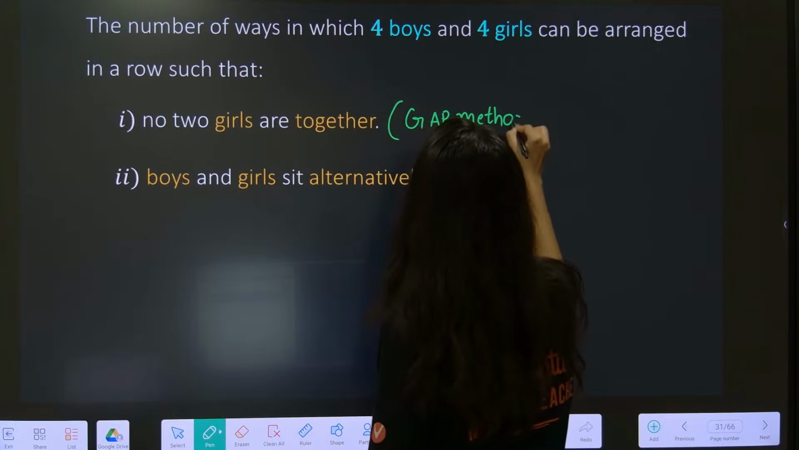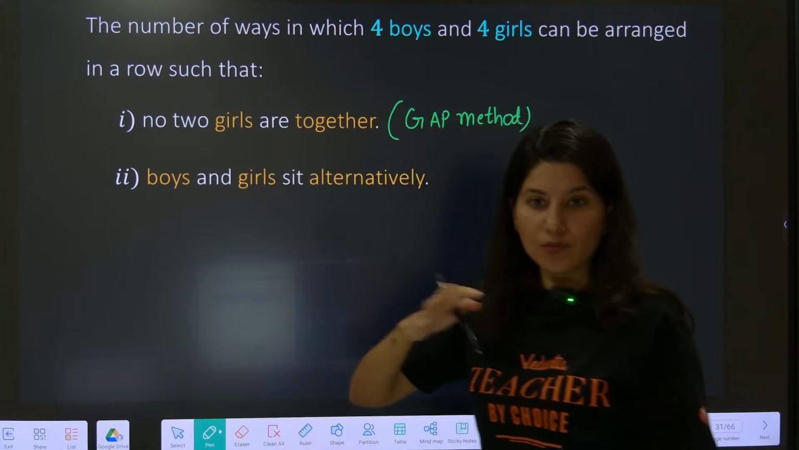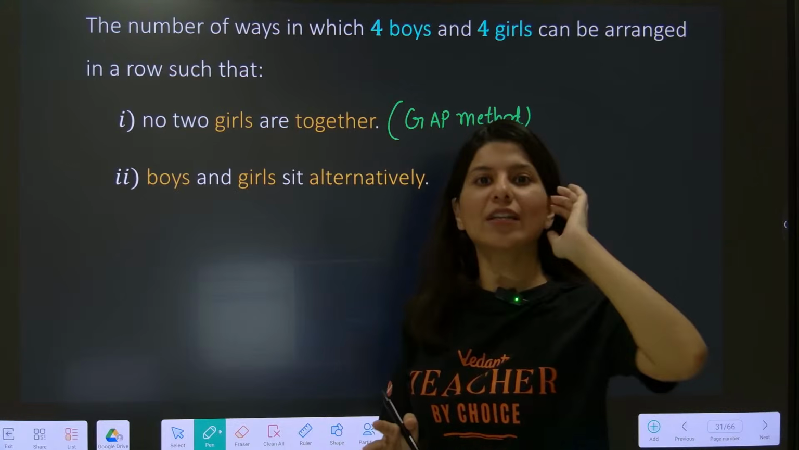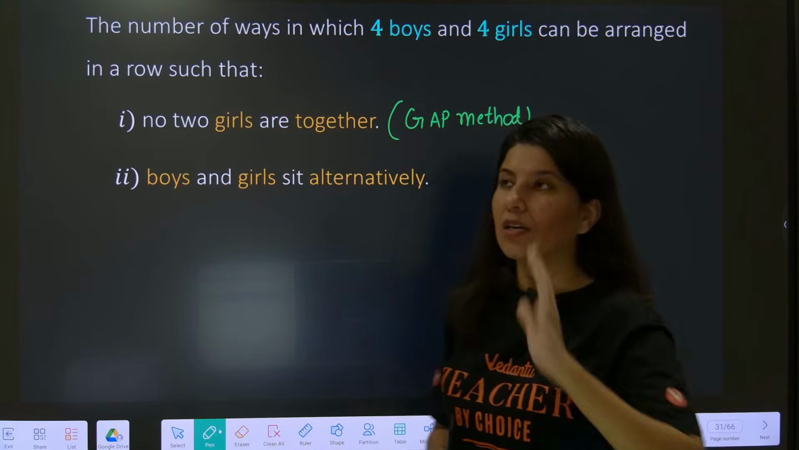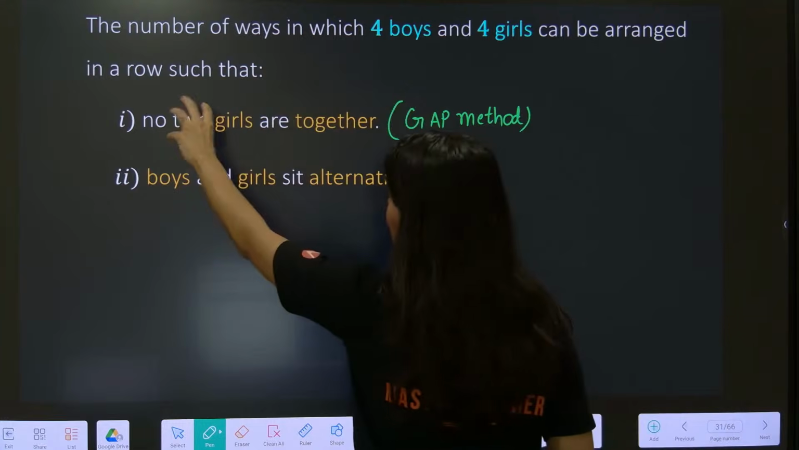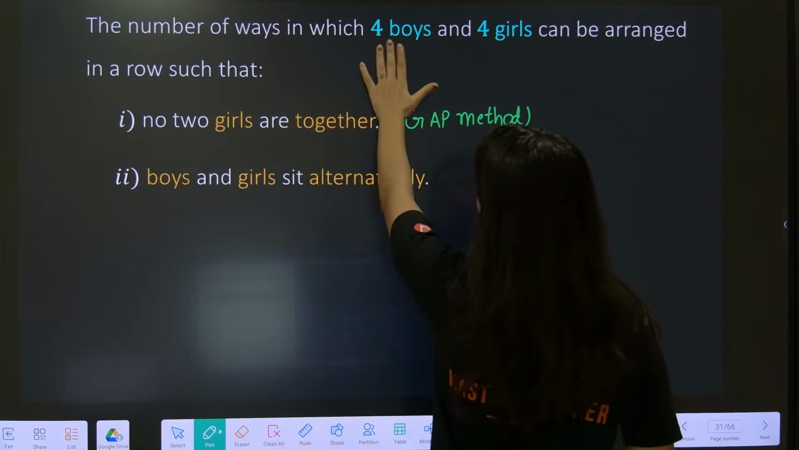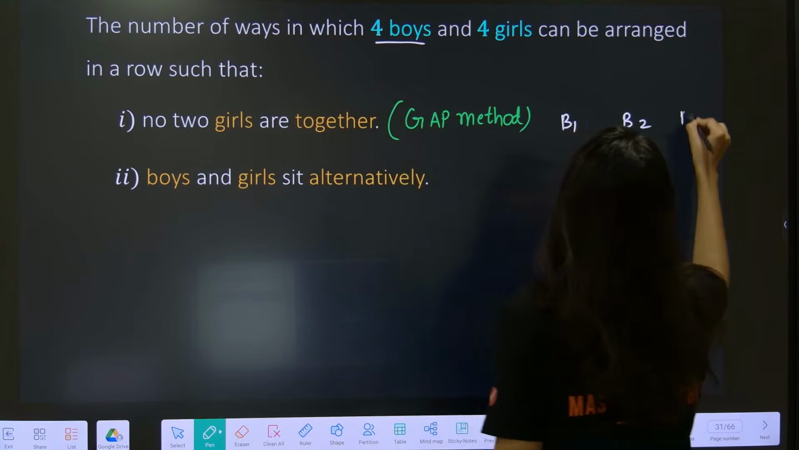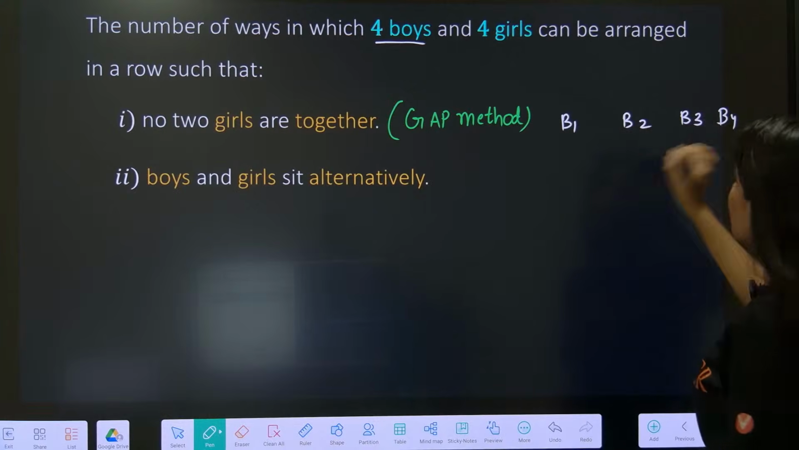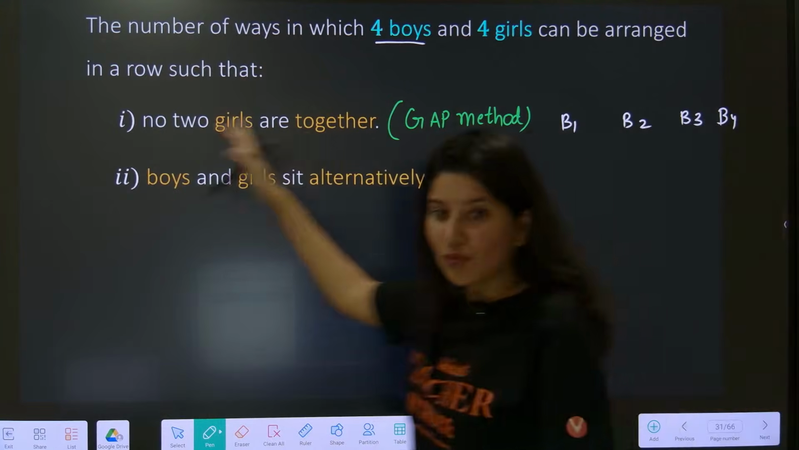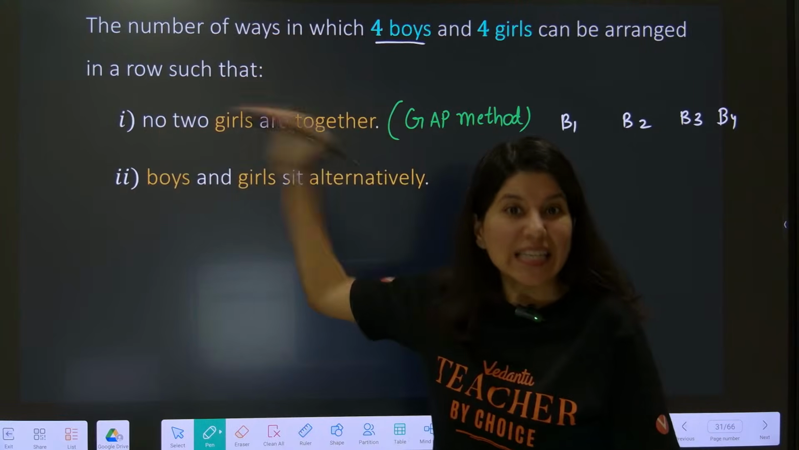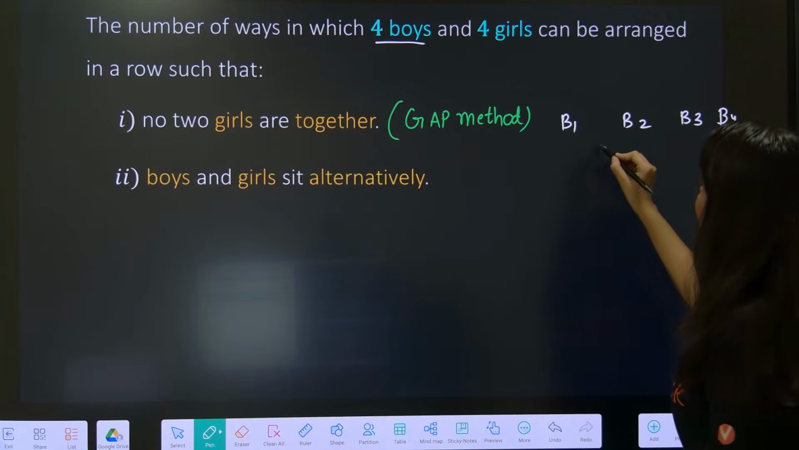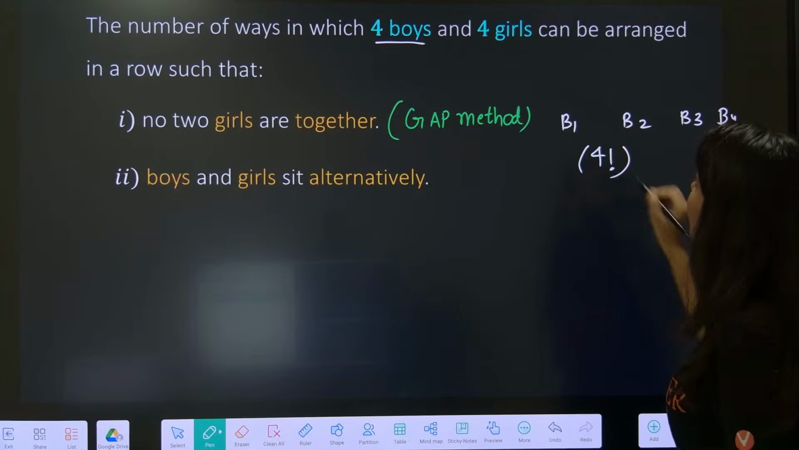When you do not want any particular group together, like no 2 girls or no 2 boys together, and specifically these types of questions are asked gender-wise, that no 2 boys are together. So what will you do? Leave these girls, ignore these girls and think about boys. Just arrange these boys. So B1, B2, B3, B4. The gap method says that the condition is you don't want girls to sit together, so just leave those girls and focus on boys. So you can arrange 4 boys in 4 factorial ways.